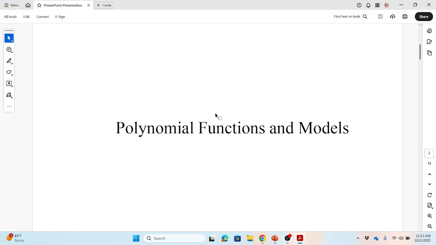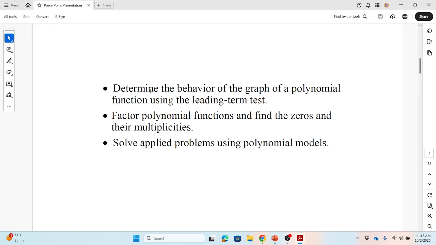Okay, in this section we're going to talk about polynomials, and these are the objectives. Determine the behavior of the graph of a polynomial function using the leading term test. Factor polynomial functions and find the zeros and their multiplicity, and try to solve some application problems.